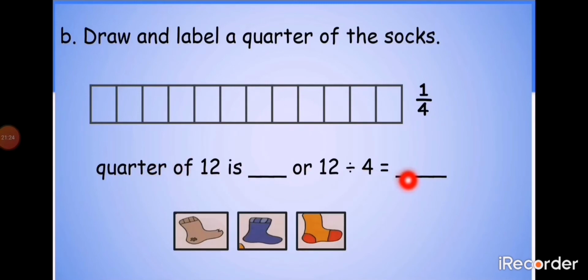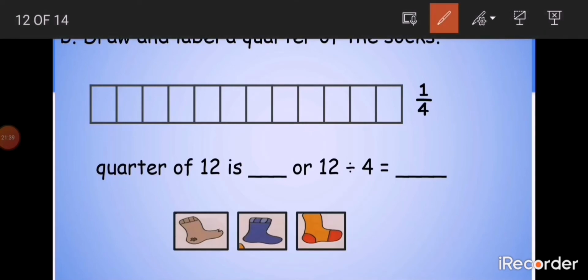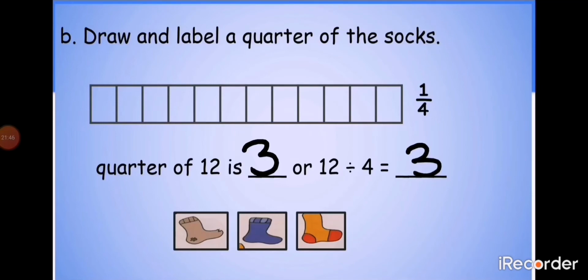Now what we will do, we will read the 4 times table and get the answer for how many times 4 goes into 12. So read with me the 4 times table. 4 times 1 is 4, 4 times 2 is 8, 4 times 3 is 12. It means when we divide 12 into 4 equal parts, we get 3. So a quarter of 12 is 3. It means when we divide 12 into 4 equal parts, each part will be 3, or in 1 quarter there are 3 socks.